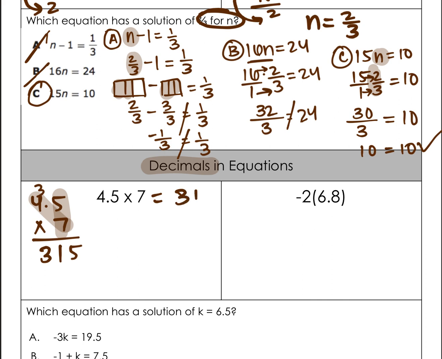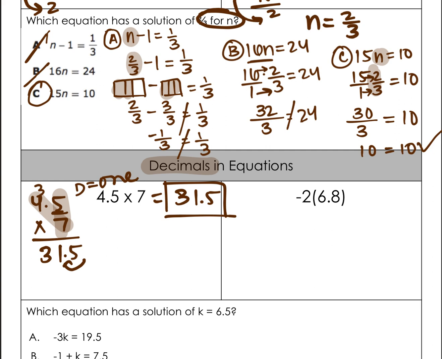Is my answer 315? Hopefully you're saying no, because I have one decimal place. So I need to start at the back and move 1 time. My actual answer is 31.5. I'm going quickly again because you've learned this. I'm just quickly refreshing.